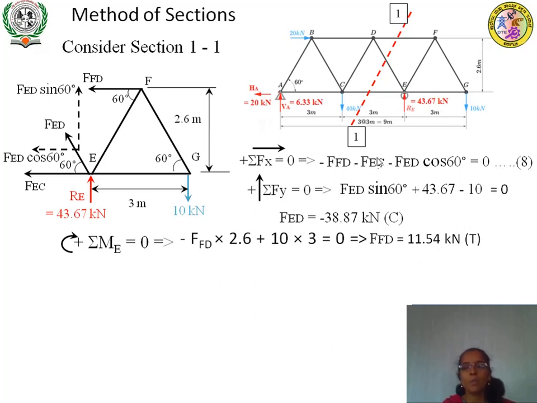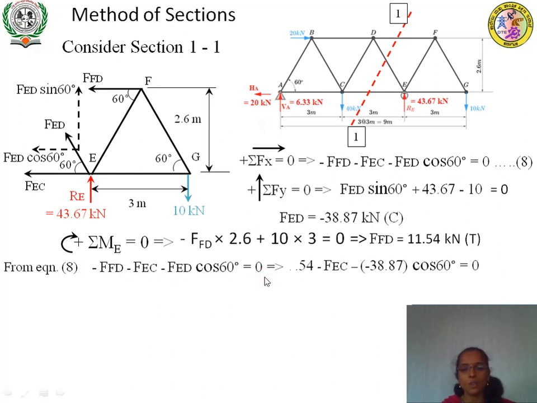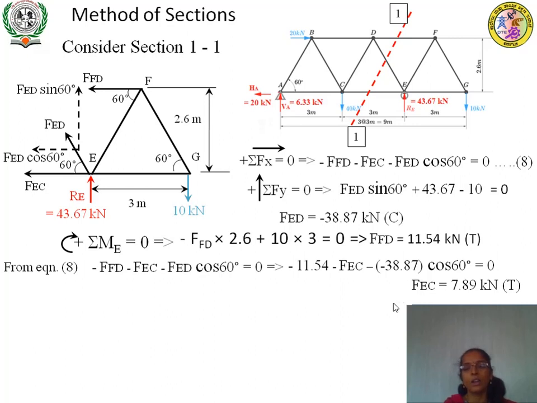Now we can substitute back into equation 8. So from equation 8, this is minus FFD minus FEC minus FED cos 60, that is equal to 0. So that implies minus 11.54 minus FEC minus of minus 38.87 cos 60. So from which you can get FEC as 7.89 kilonewton. Plus means it is under tension.